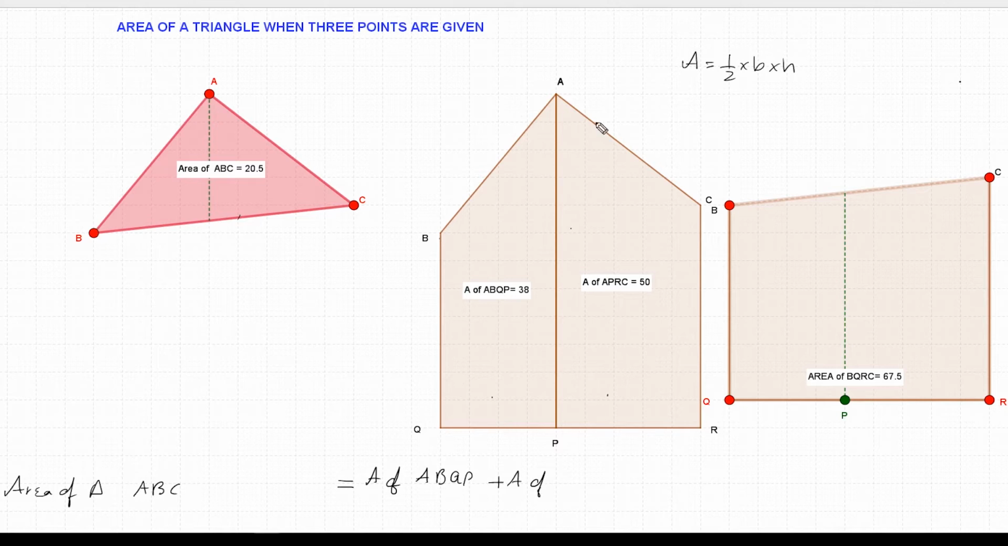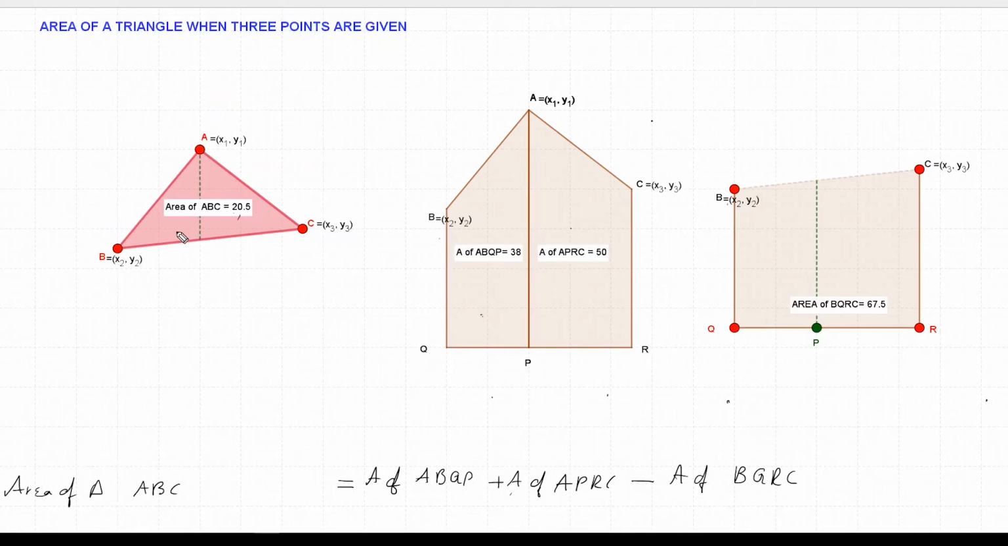plus I'm adding this area, that is the area of the trapezium APRC, and I'm subtracting the area of the trapezium BQRC. So if I can find the area of this trapezium and add it with the area of this trapezium, and subtract the area of this guy from these two, I should get the area of the triangle. That's the logic, guys. Let's see how to do this using coordinate geometry.